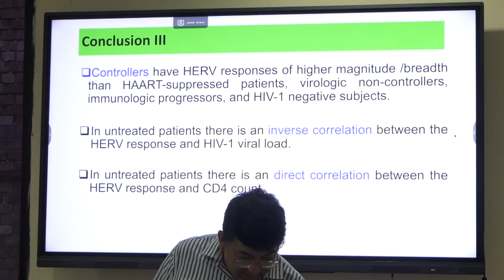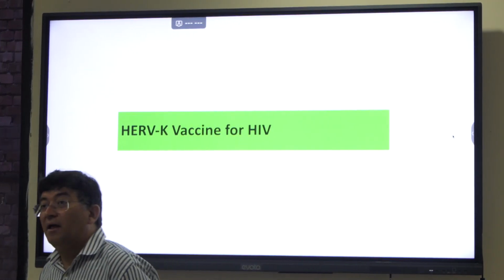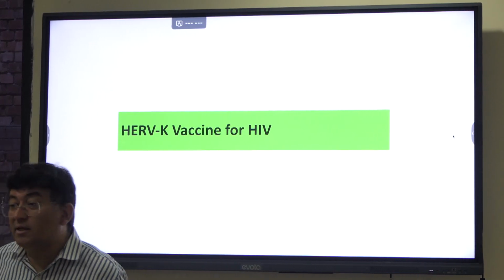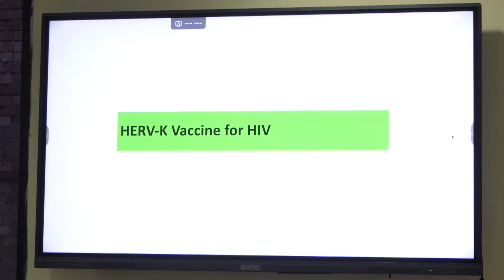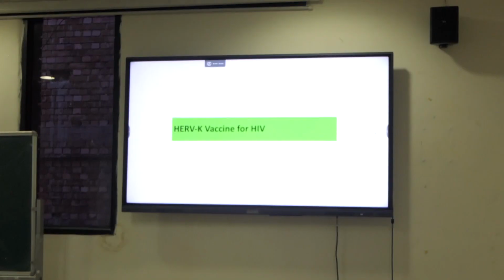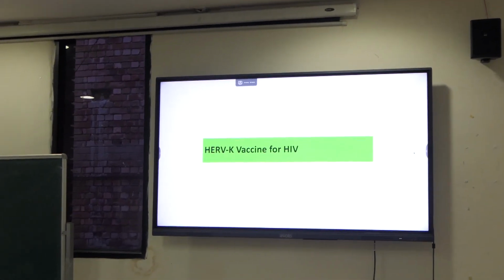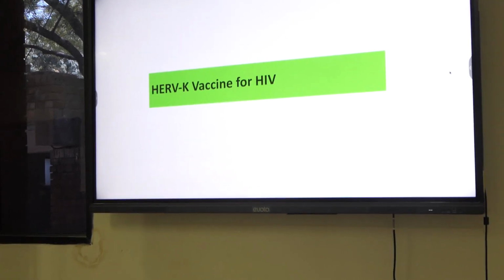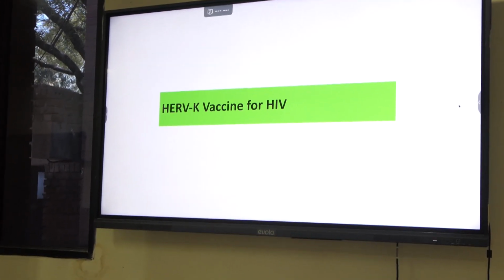Now, as I just said, what is happening, what these HERV-specific T cell responses or T cells are doing. To that, we thought that there is a possibility that we can make HERV T cell based vaccines. What do you say? HERV-K vaccines for HIV. One of the important categories for HERV is called HERV-K.